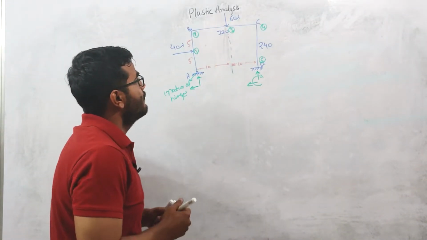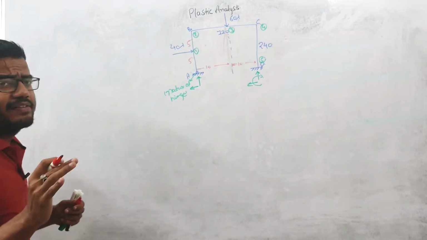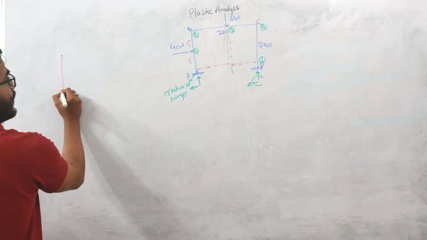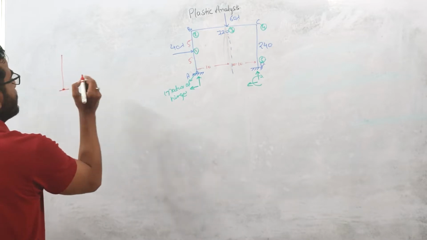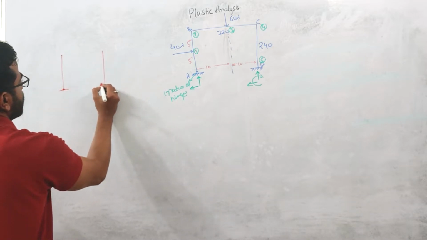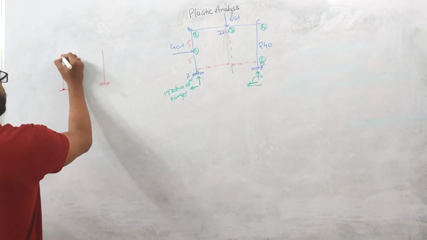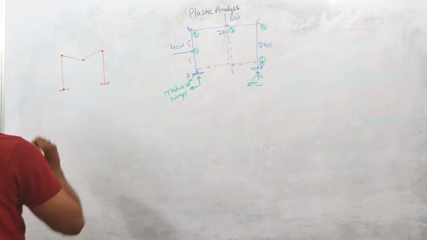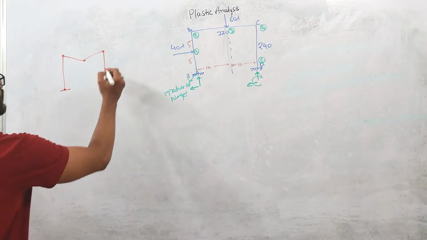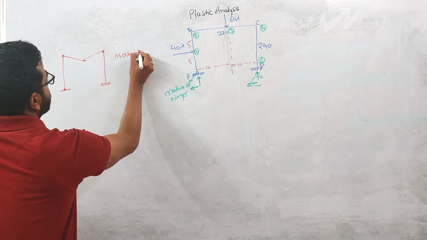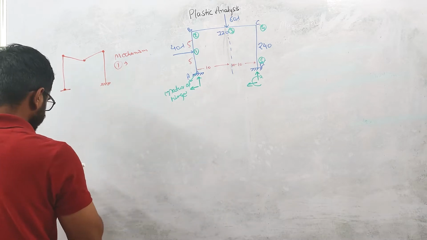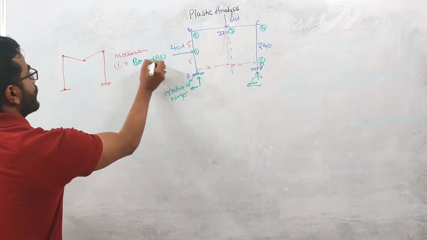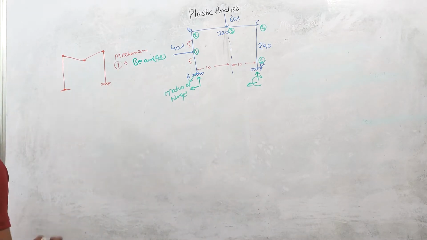Okay, so the first mechanism will be, let us suppose the first mechanism takes place in this beam, right? So if there is a beam mechanism BC in this frame, the hinges will form like this. Okay, this is one mechanism. This is mechanism 1 in beam BC. Okay, so this is the first independent mechanism, right?